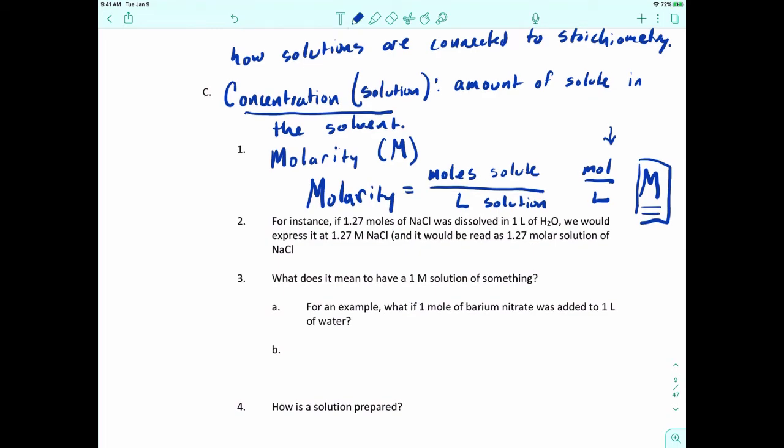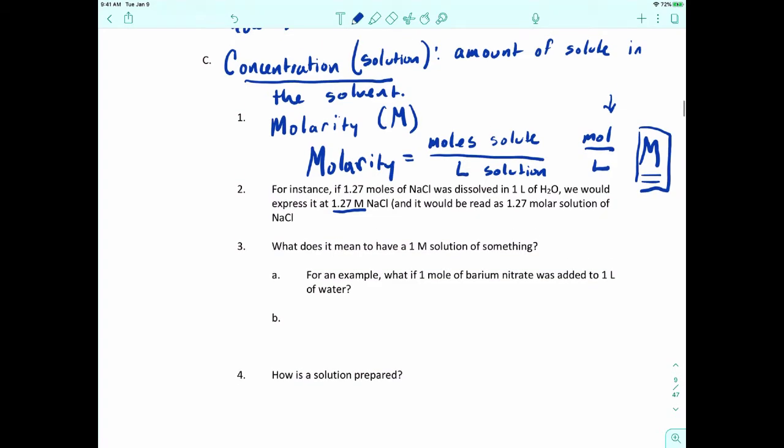Okay, so the way that we would read this, let's say you had 1.27 moles of sodium chloride, you dissolve it in a liter of water. The way that we would express this written would be 1.27 capital M. We would read that as a 1.27 molar solution of sodium chloride. Okay, now what does it mean if we had a 1 molar solution of something?